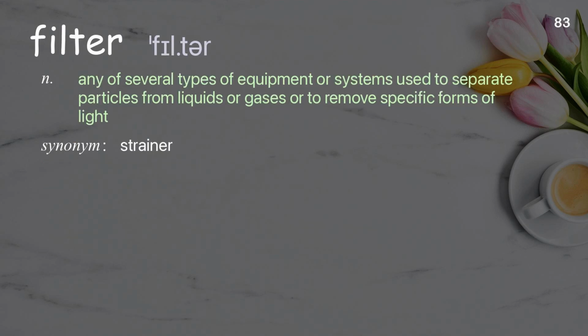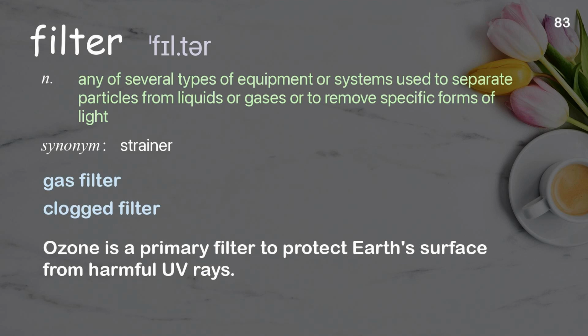Filter. Any of several types of equipment or systems used to separate particles from liquids or gases, or to remove specific forms of light. Examples: Gas filter, clogged filter. Ozone is a primary filter to protect Earth's surface from harmful UV rays.